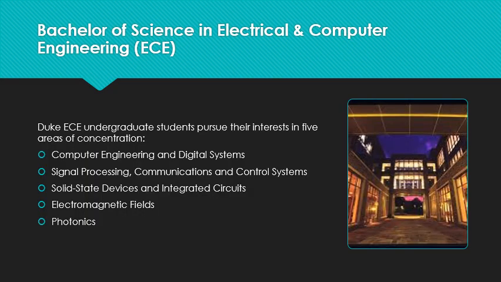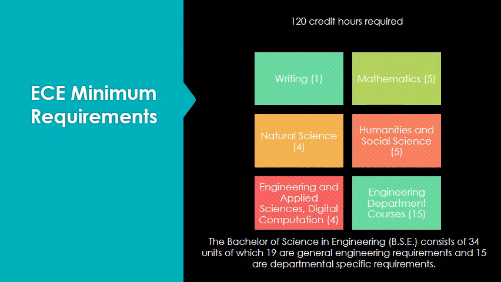For the Bachelor of Science in Electrical and Computer Engineering, abbreviated ECE, the main focuses are around computer engineering, digital systems, signal processing, communications, control systems, solid state devices and integrated circuits, electromagnetic fields, and photonics. Generally, for ECE, you are required 120 credit hours to achieve the bachelor's degree.